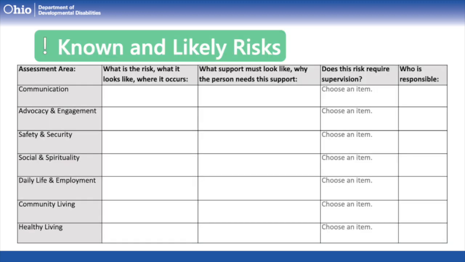After skills and abilities comes known and likely risks. This page identifies the supports a person needs to be safe, and that includes their supervision levels. This could also include MUI trends and preventative measures, restrictive measures, special diets, and choking risks. Information around what is the risk, what it looks like, where it occurs automatically comes over from assessment, but the rest of the information needs to be completed to specifically identify how to support the person and who is responsible to provide that support.